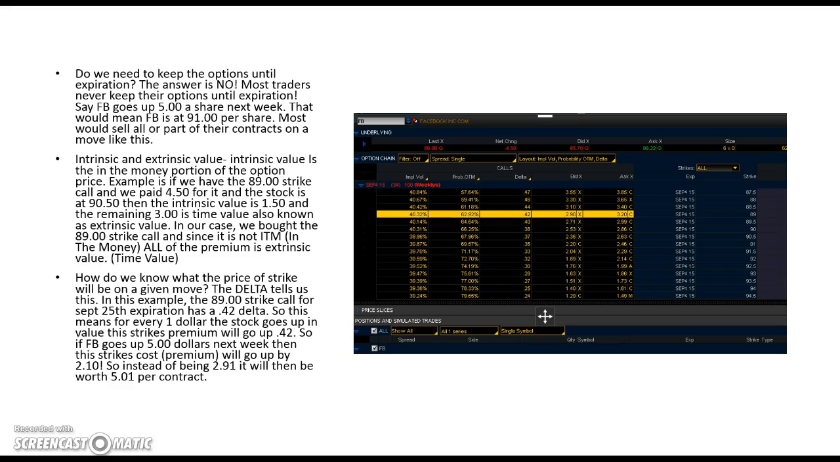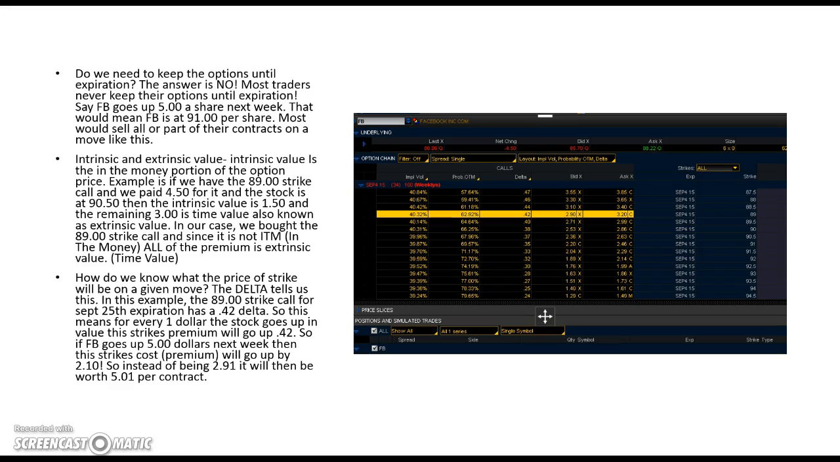How do we know what the price of the strike will be on a given move? The delta tells us this. In this example, right here, we have the $89 strike, September 25th expiration, the call. The delta right here is 42 cents. So the $89 strike call, September 25th expiration, has a delta of 42 cents. This means for every dollar the stock goes up in value, the strike's premium will go up 42 cents.